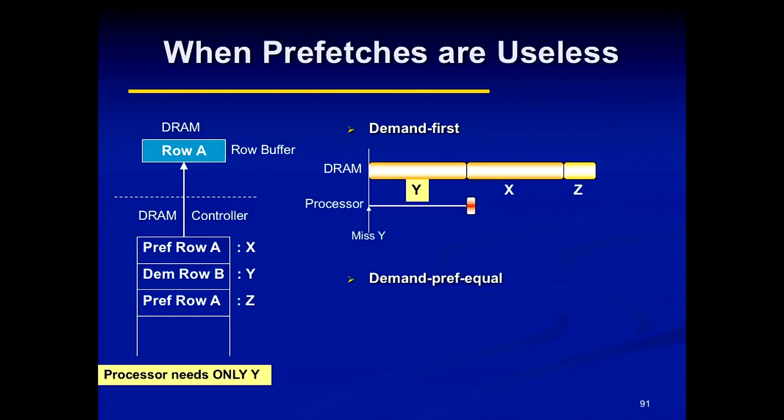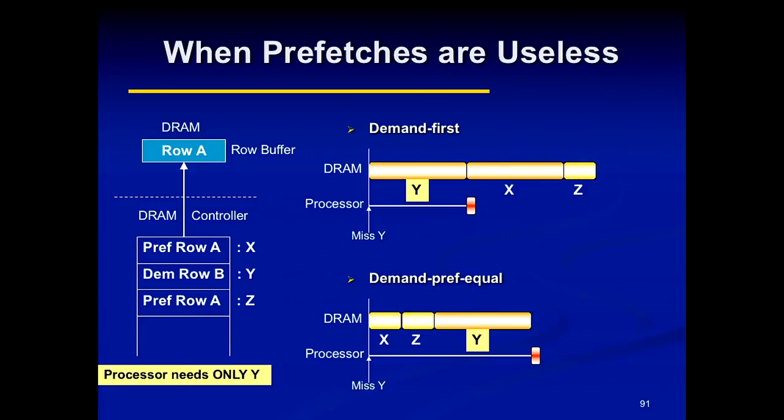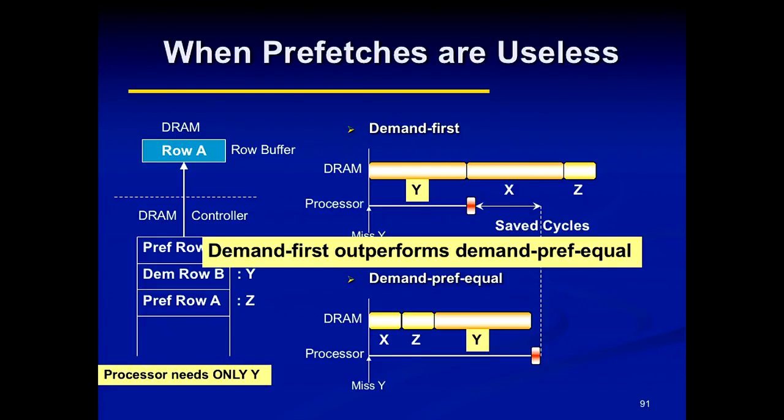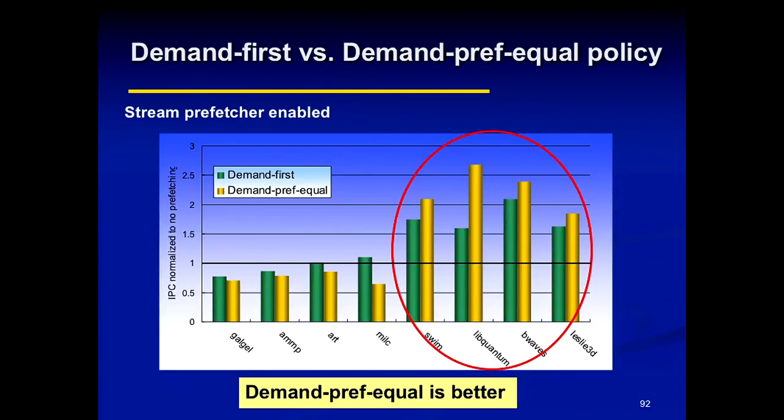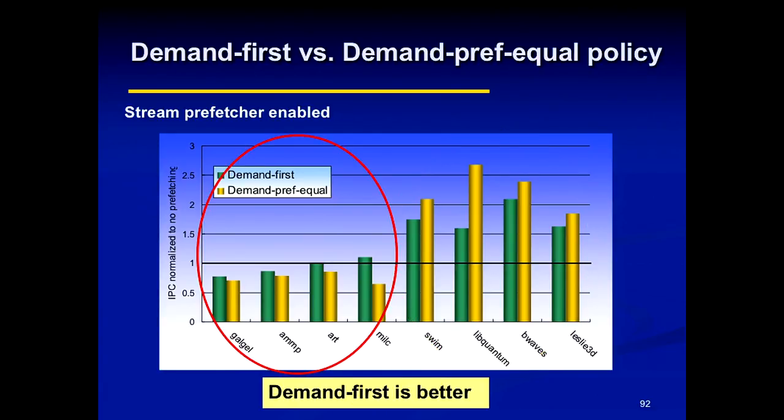And sometimes it's the other way, actually. It turns out demand first here is better because it prioritizes the demand that's really needed, but the prefetches are not needed, right? Or they're needed much later. They're useless for now. So if you can somehow recognize that, you can come up with a much more intelligent policy. Let me go over here. Basically, it's very workload dependent. In some cases, demand prefetch equal is much better, as you can see over here. It's a lot better. In some cases, demand first is much better. So you really would like to get the best of both worlds.